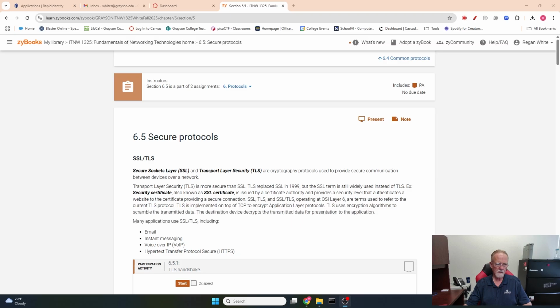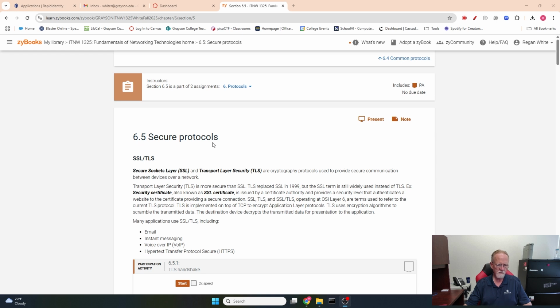Okay, so today we're going to look at the security protocols most commonly used in network trafficking. So let's go ahead and look at the desktop. Okay, security protocols, module 6 and section 5.